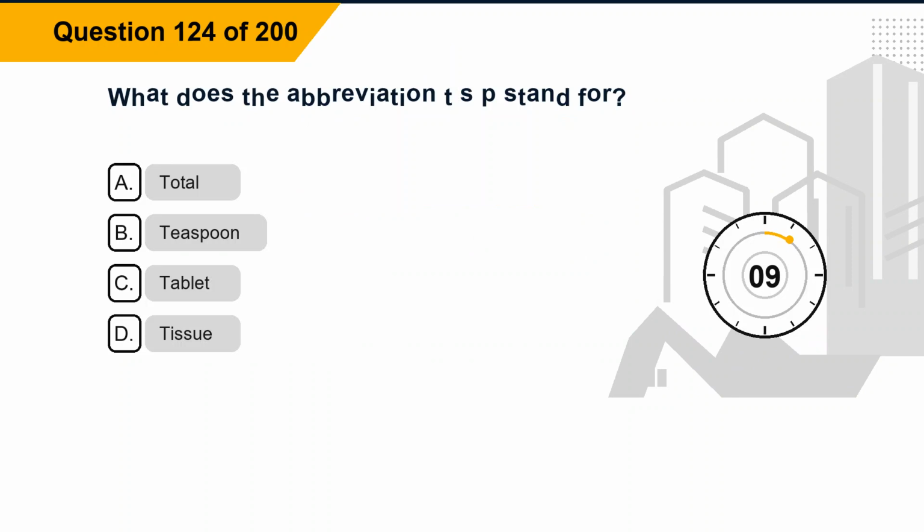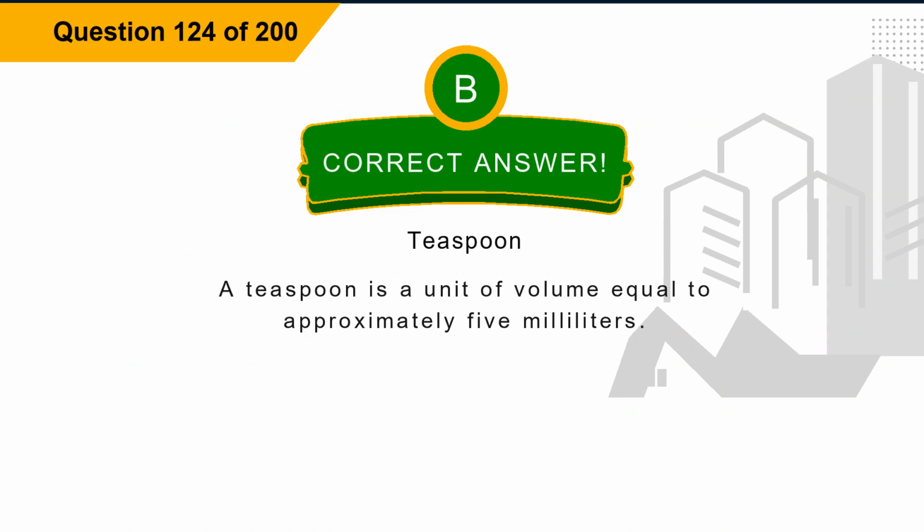Question 124. What does the abbreviation TSP stand for? Option A, total. Option B, teaspoon. Option C, tablet. Option D, tissue. The correct answer is option B, teaspoon. Explanation. A teaspoon is a unit of volume equal to approximately 5 milliliters.